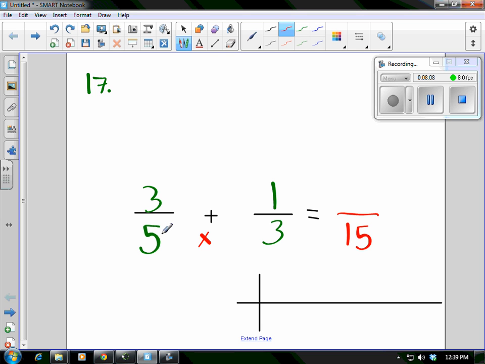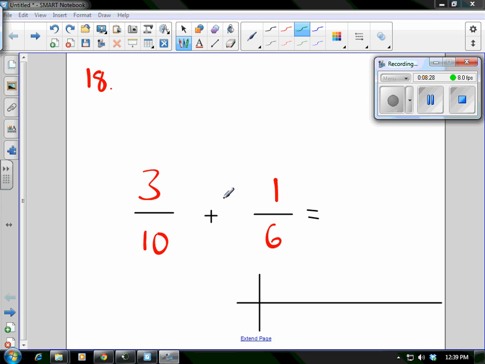Okay? So that means 5 we're going to have to multiply by 3, so 3 we have to multiply by 3, which is 9. 3 we had to multiply by 5, so 1 we're going to multiply by 5, and we get 5. 9 plus 5 is 14. And that is our answer.